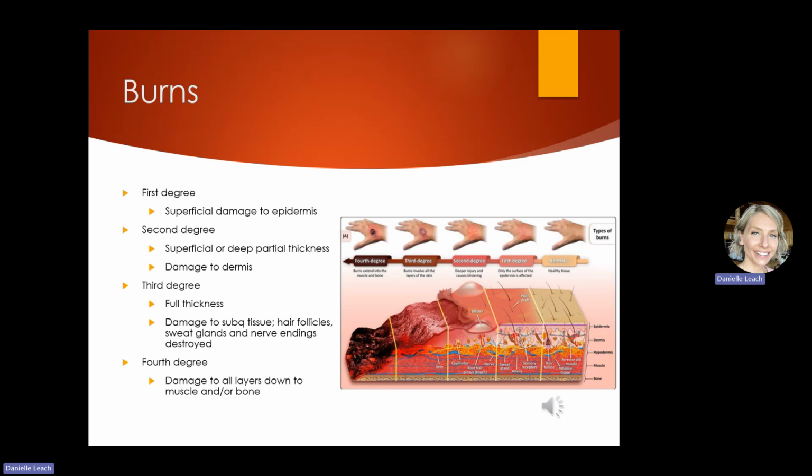Fourth degree burn is damage all the way down to the muscle or bone. So going through all the layers, destroying everything and all the way so we can see the person's muscle or their bone.